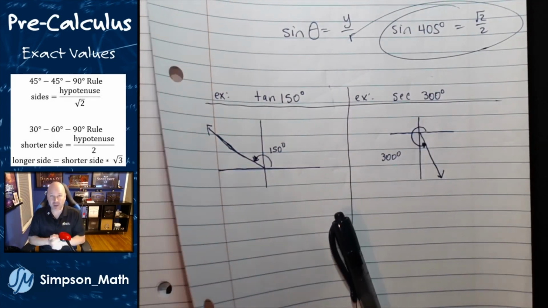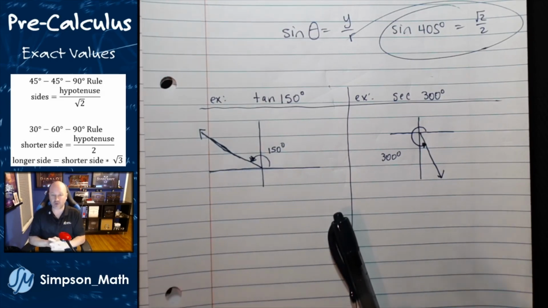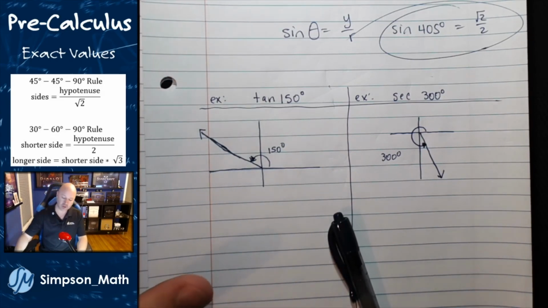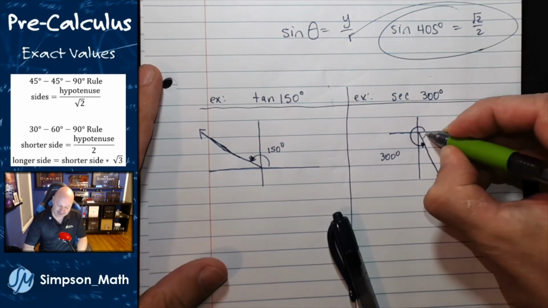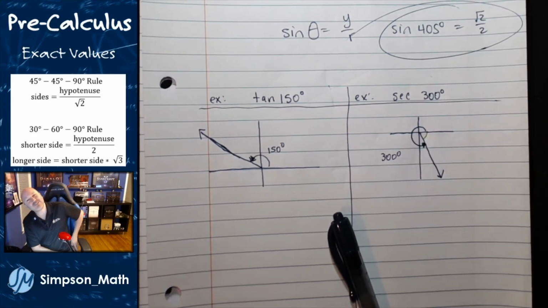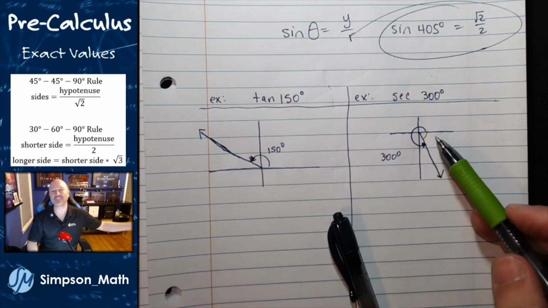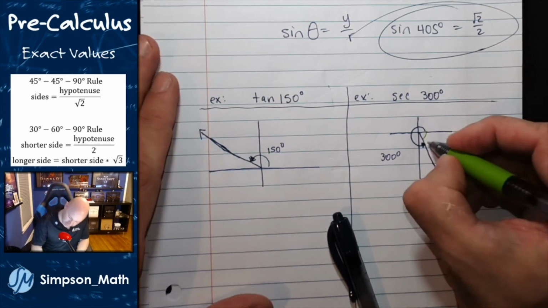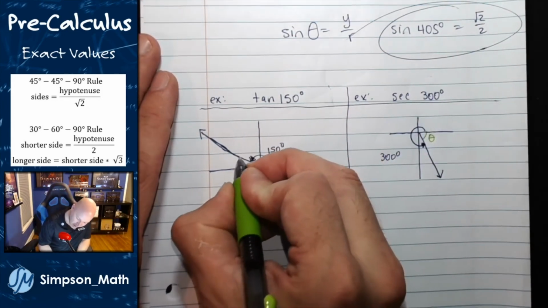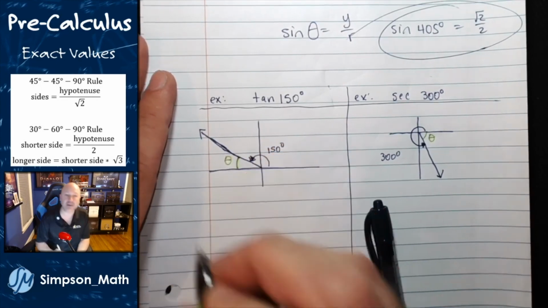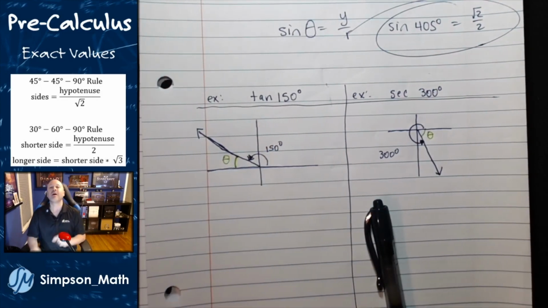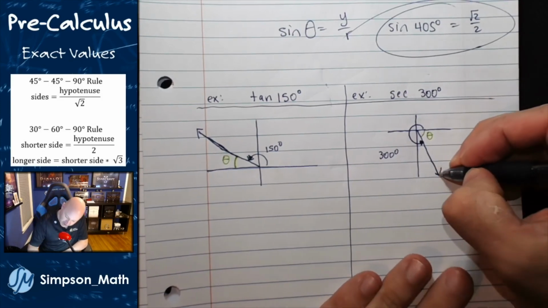Both of those angles have a reference angle. We always draw the reference angle from the terminal side to the x-axis. The angle from the terminal side to the x-axis. So there's my little theta. On the first example, it's sitting right there. Now those reference angles are the interior angles of a right triangle. So I'm going to draw a little right triangle.